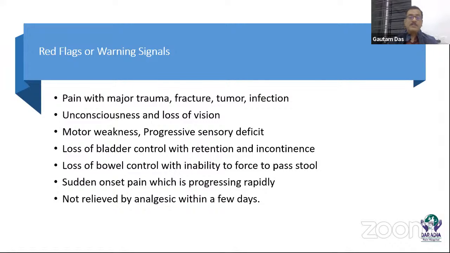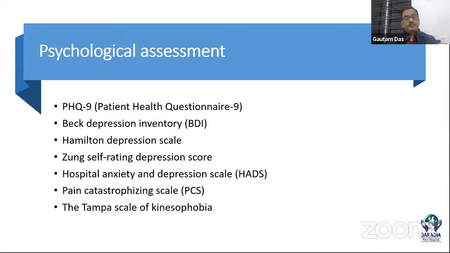Apart from that, there are some other red flags specific to that particular kind of pain. Then comes your psychological assessment. Again, as I told you, the psychological assessment should also be done as a part of history taking in a patient suffering from pain.